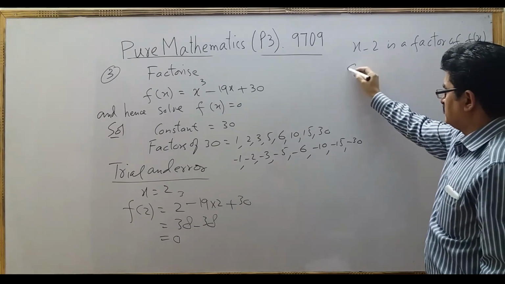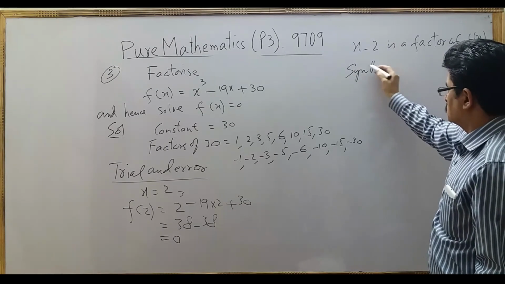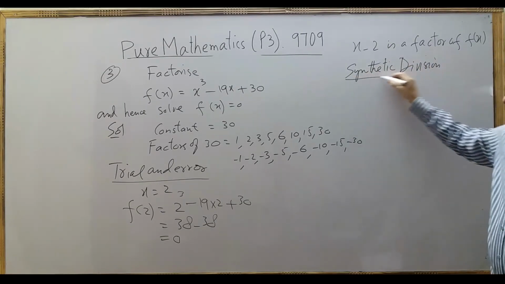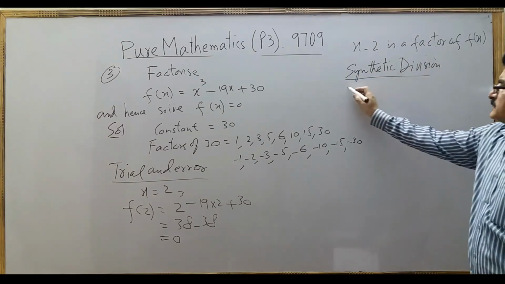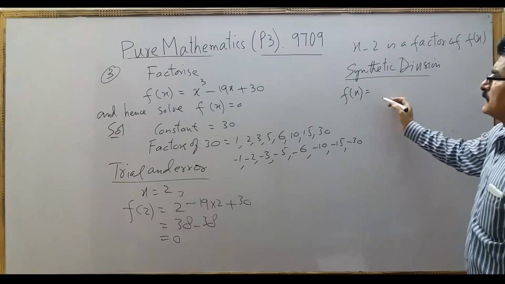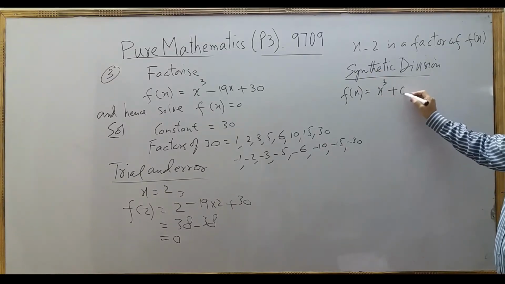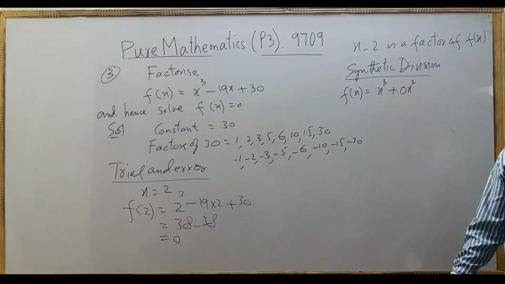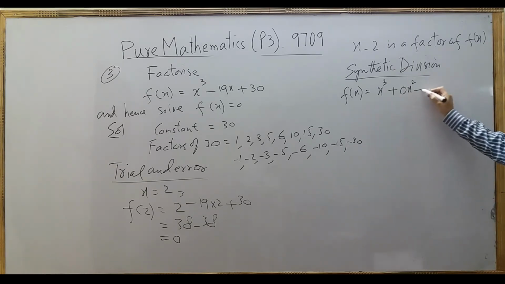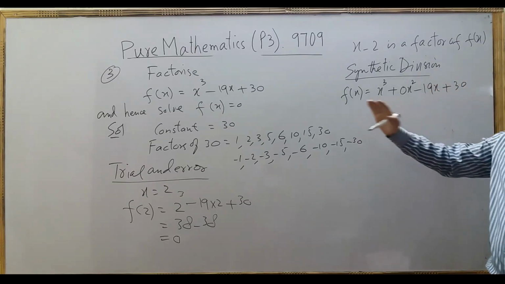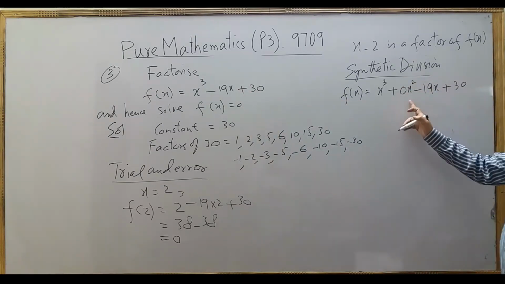Now we apply synthetic division. A very important point. First, see that in this polynomial you have no term in x square. You have to keep this in mind. x square is missing, and then you have x and constant. So before applying synthetic division, check that if some power of x is missing, you will take 0 over there.